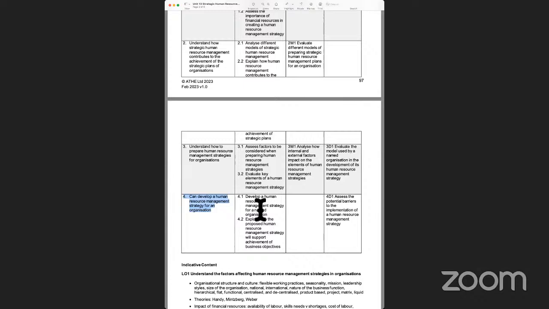Now, this has two assessment criteria. One, we are looking at developing a plan for a named organization. I think that's an important part because this will translate into an activity in the assignment brief. And at some stage, you'll need to use your own organization at work or choose an organization that you're familiar with. That should allow you to then put this plan into action.